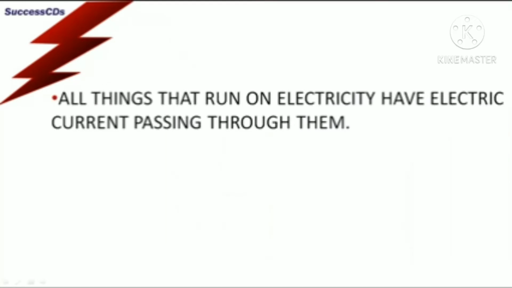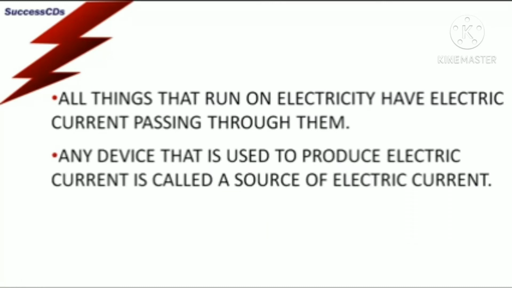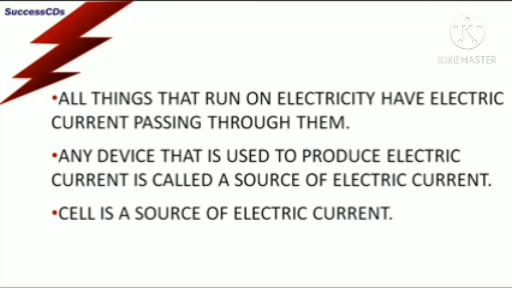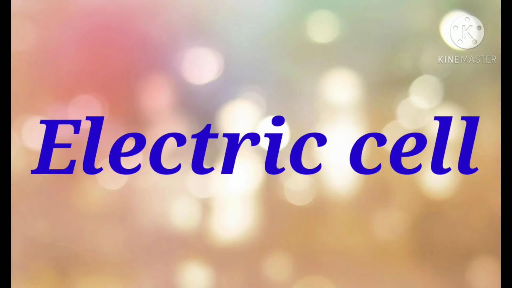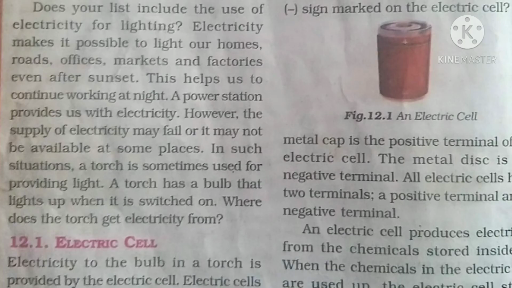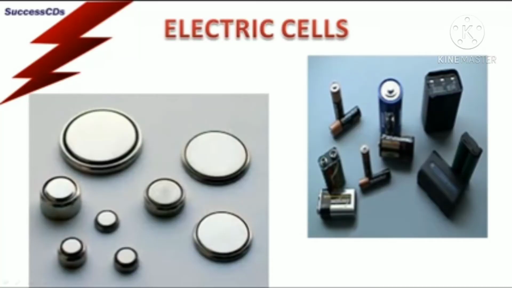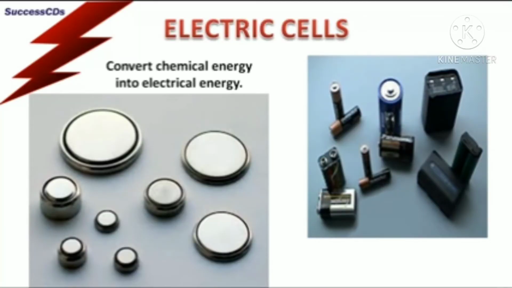All things that run on electricity have electric current passing through them. Any device that is used to produce electric current is called a source of electric current. Cell is a source of electric current. So the first topic which I am going to explain today is electric cell. What is electric cell? An electric cell is a device which converts chemical energy into electrical energy and acts as a source of electricity.